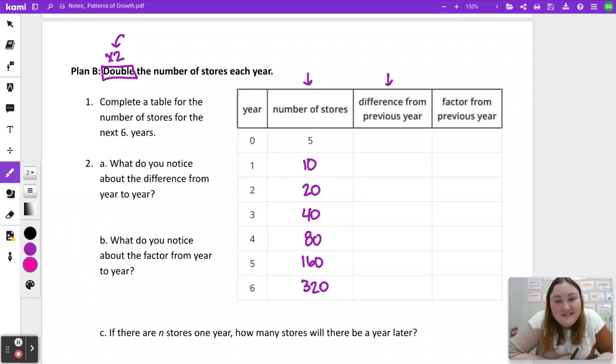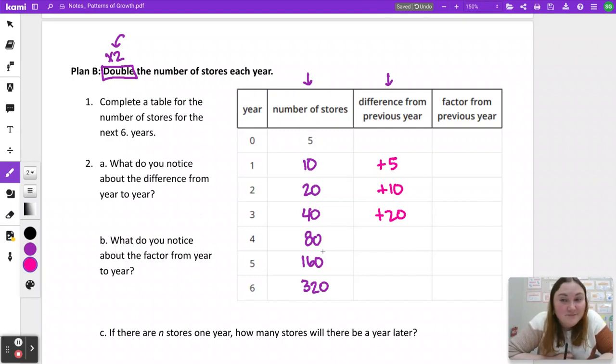Now this other column, the difference between the previous year, we went from 5 to 10 stores. How many more stores did we add? Well, that difference would be 5. We went up 5 stores. Now, if we went from 10 stores to 20 stores, how many more stores did we open? This time we opened 10 more stores. You went from 20 stores to 40 stores. How many more stores is that? What's the difference? 20 stores.